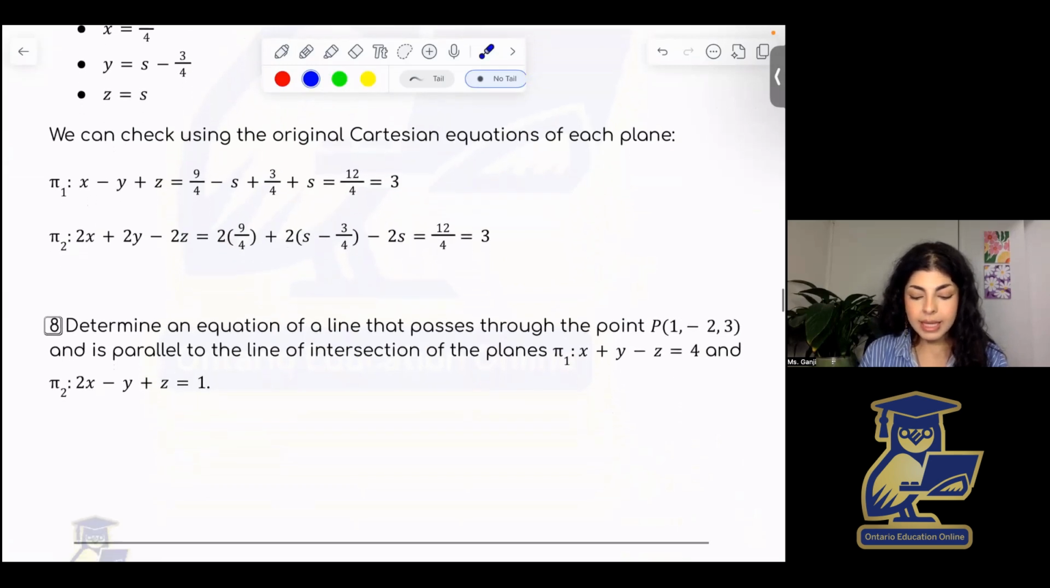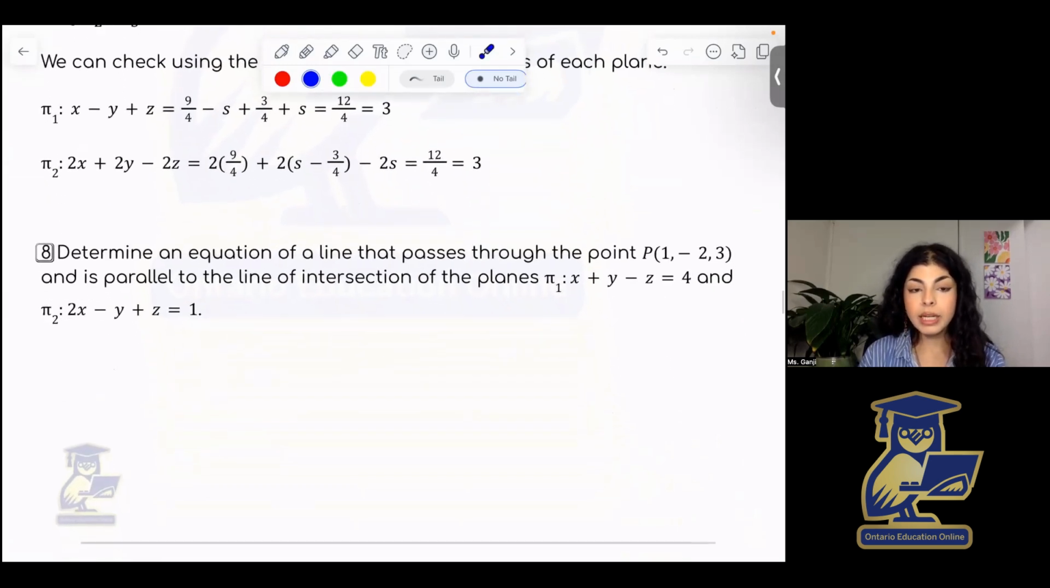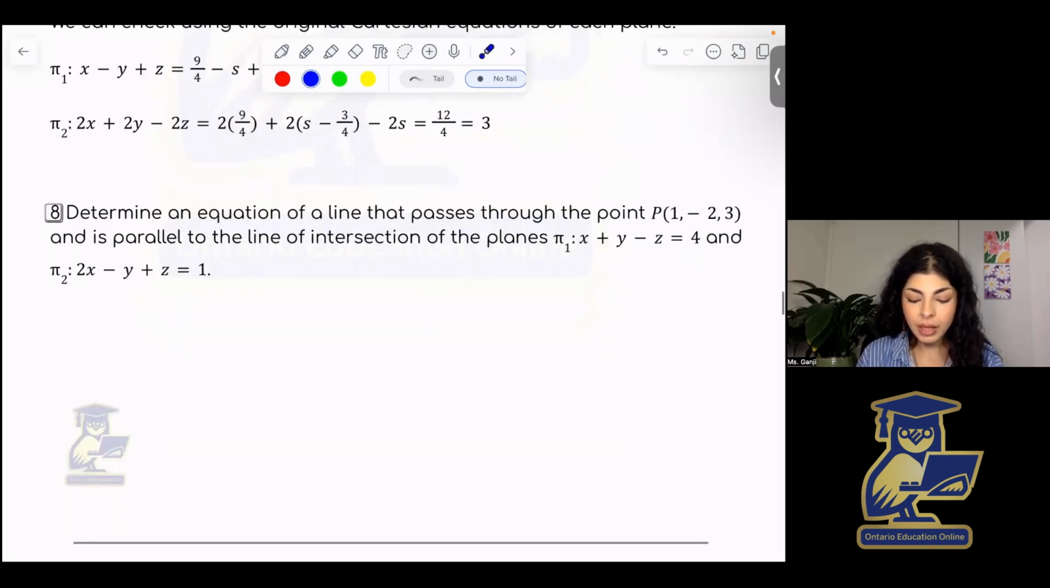Next, we have an example. We have to determine an equation of a line that passes through this point and is parallel to the line of intersection of these two planes. So we already are told that these two planes intersect at a line, but we want to know what that line is because we need its direction vector in order to determine the equation of this new line, which passes through this point as well.